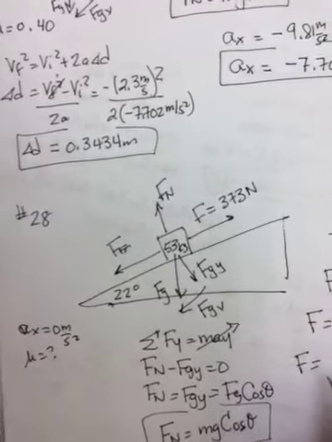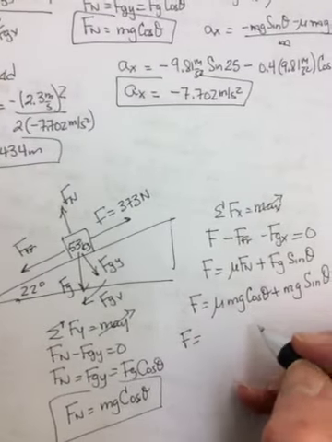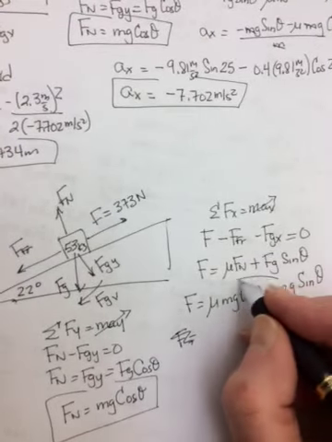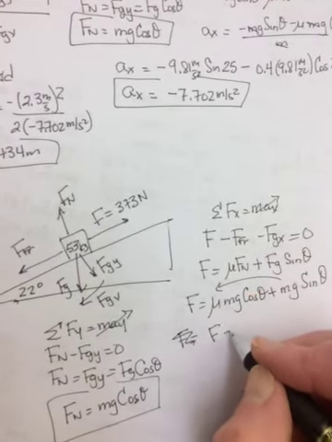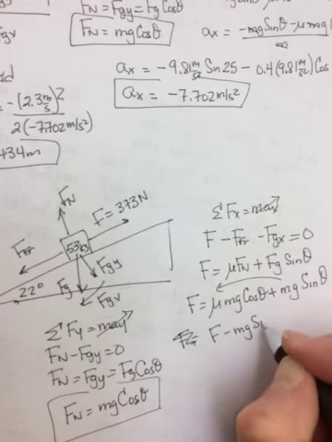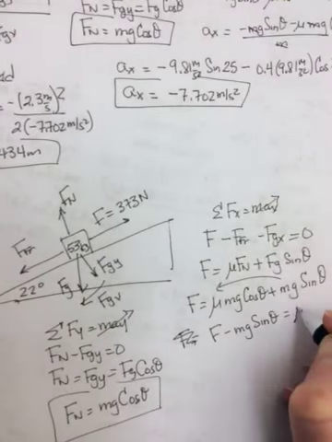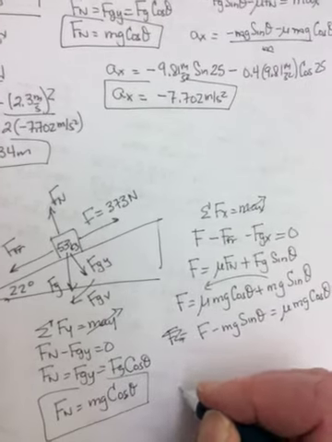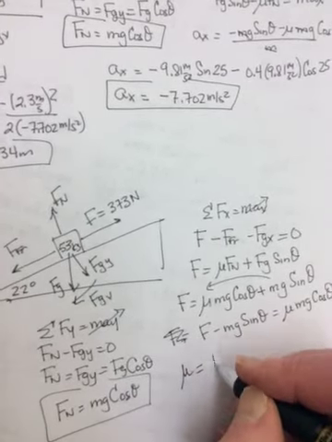And now fill in your numbers. Oh no, we're trying to find the mu. Sorry, I rearranged for the wrong thing. So bring this back over here. So F minus mg sine theta will equal mu mg cos theta. Sorry about that. I thought we were solving for F. That's where I need you in front of me and not at home.